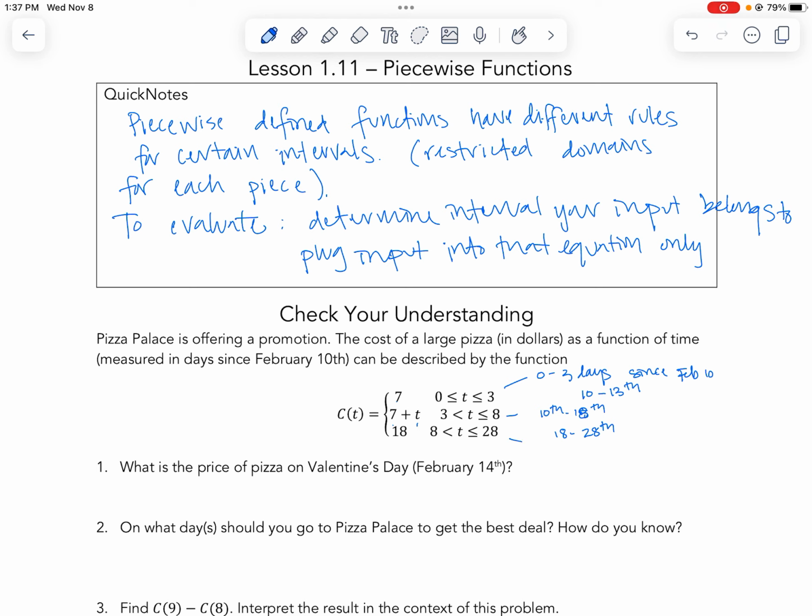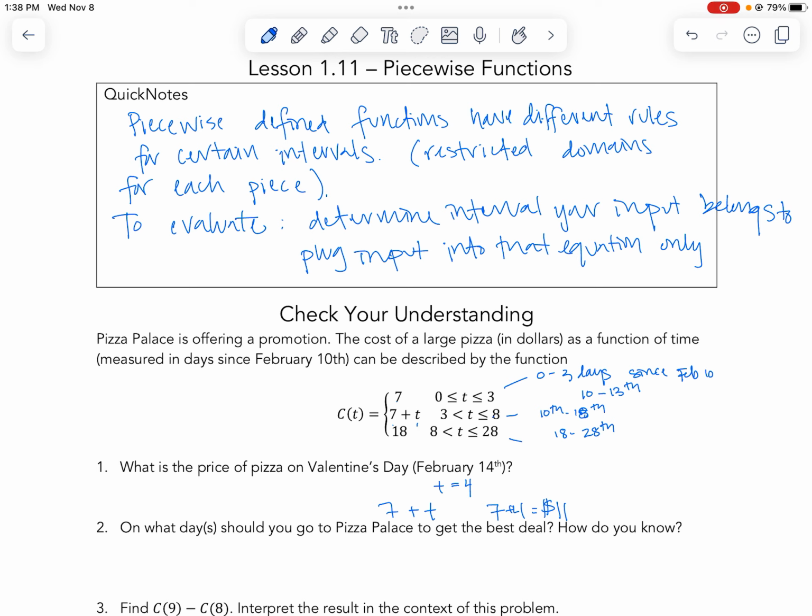Okay, remember that T is days since February 10th. Okay, what's the price of pizza on Valentine's Day? So February 14th. That would be when T equals 4, in other words, 4 days past the 10th. And that falls into this middle section where it's represented by 7 plus T. So that would be 7 plus T, or 4, which would be $11. So it would cost $11 to get a pizza on Valentine's Day.